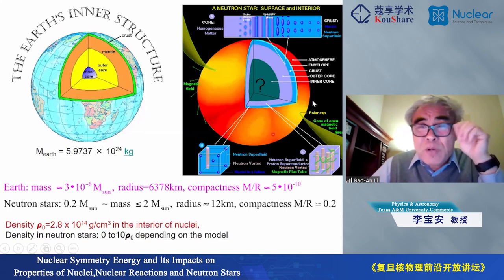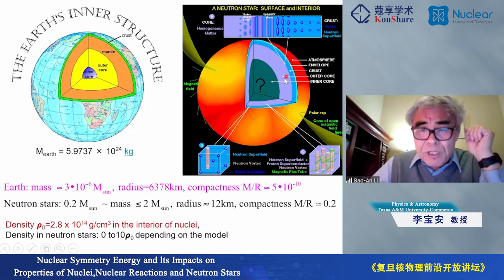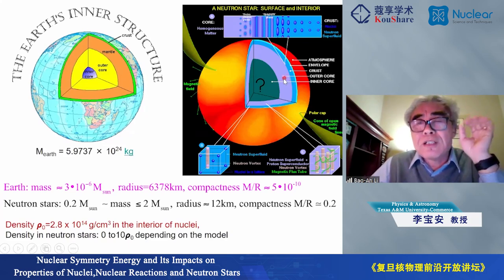There are many interesting questions, starting from the magnetic field in the atmosphere and the composition of the atmosphere, to the content of the crust and the core. There are many interesting questions in each area of neutron stars. So we're going to focus on a few possible effects of symmetry energy in different areas, different locations of neutron stars.